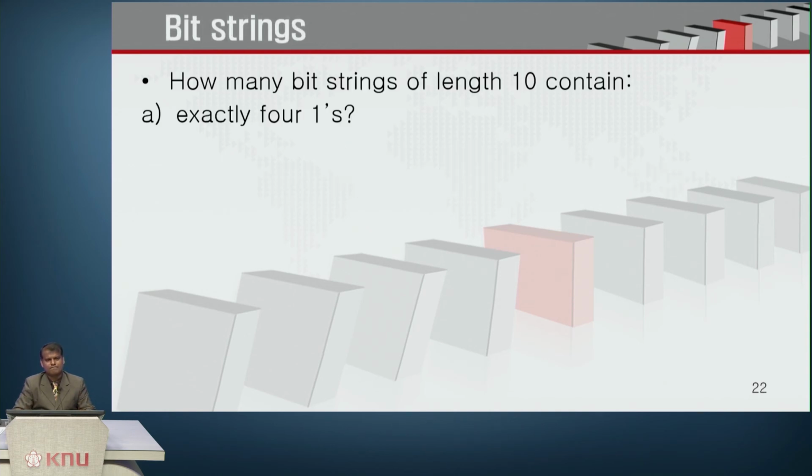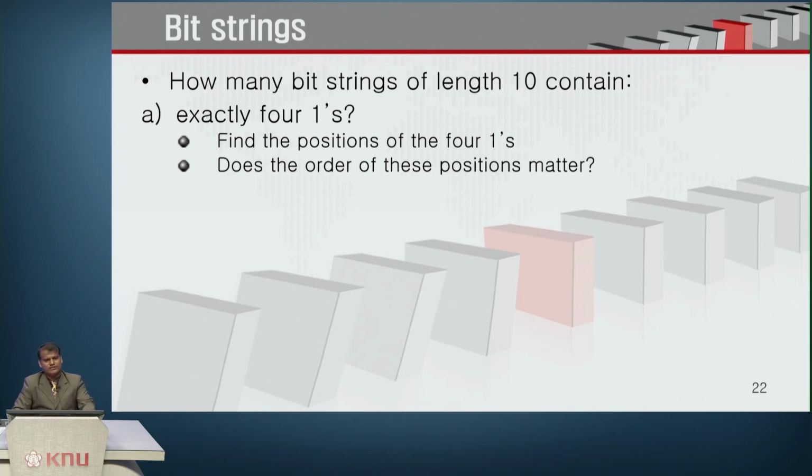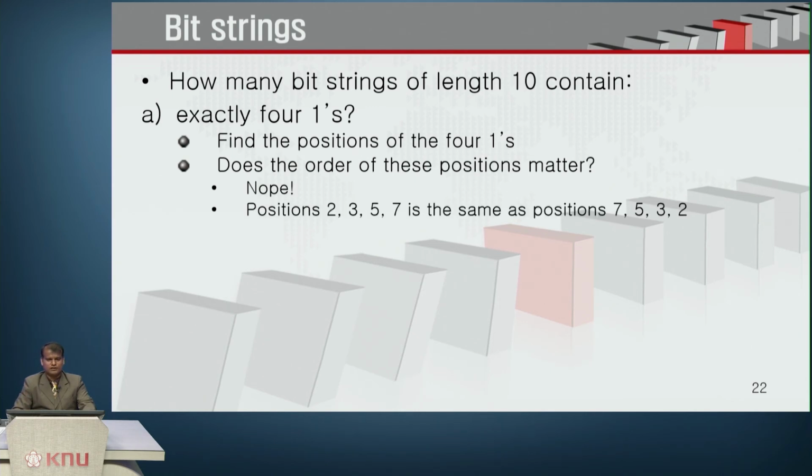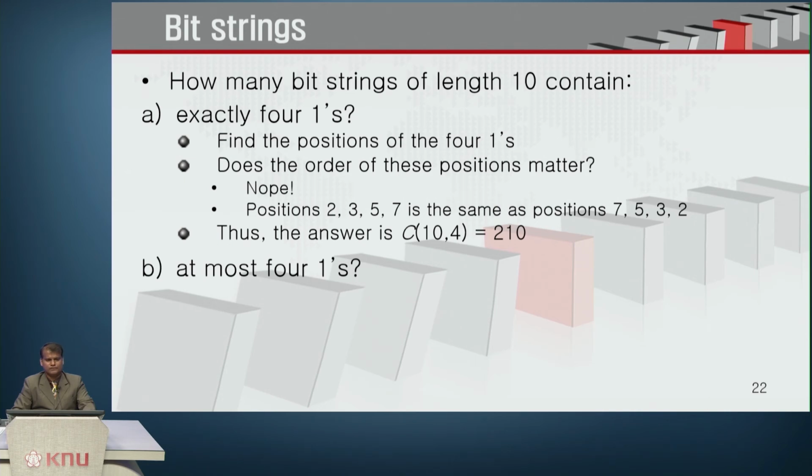Coming to bit strings, how many bit strings of length 10 contain exactly 4 ones? So find the positions of the 4 ones. Does the order of these positions matter? It doesn't. As we talk about these positions here, 2, 3, 5, 7 are the same as 7, 5, 3, 2. So the question is how many bit strings of length 10 contain exactly 4 ones. So C of n comma r, that is C of 10 comma 4, that's 210 bit strings.